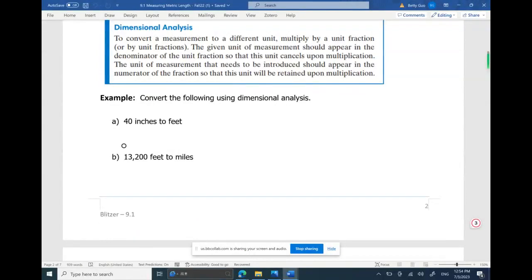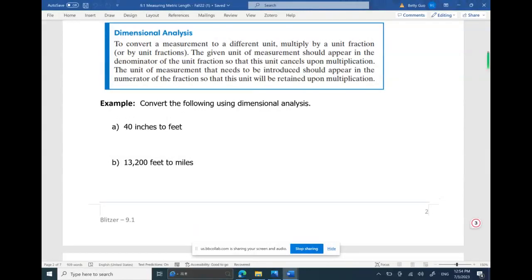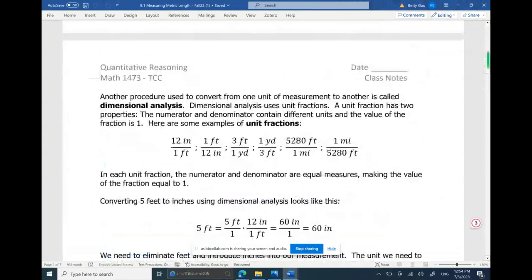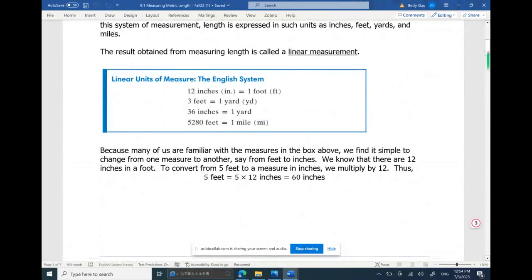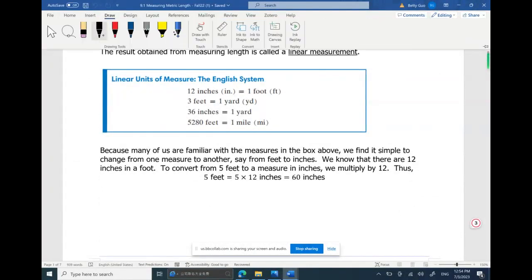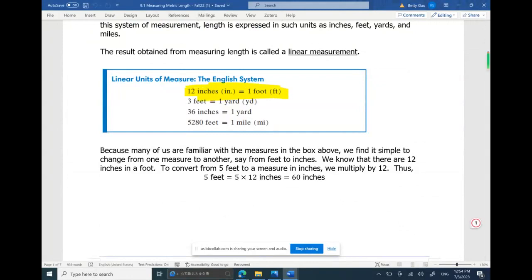We all know how many inches are in 1 foot. When you work on this type of problem, they will give you the conversion identity. For example, 12 inches equals 1 foot. Well, there are 12 inches in 1 foot. That is an identity. From the identity, we can identify the conversion factor. The conversion factor in this case between inch and foot is 12.